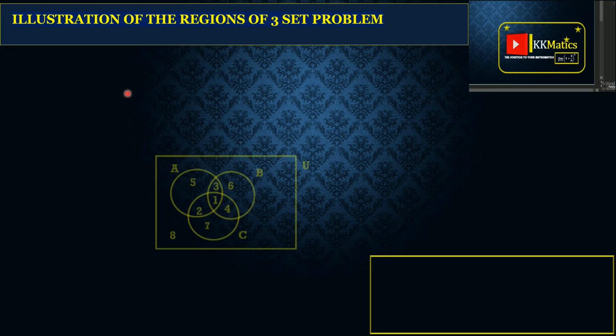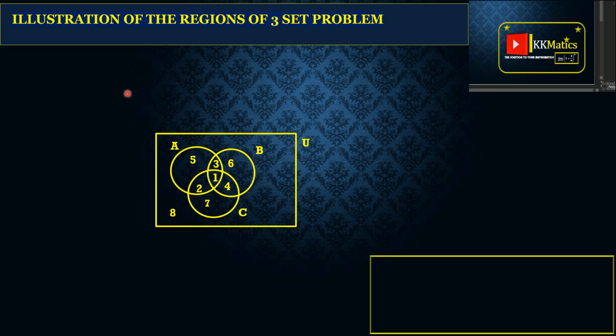Today we'll be talking about the regions, the illustration of the regions of the three-set problem. As you can see on your screen, each region of the three-set problem is numbered. You see region 1, which the 1 there is indicating region 1, and 2 there is indicating region 2. 3 there is indicating region 3 and 4, and the same applies to the rest of them as you see on your screen there, and that's our universal set there.